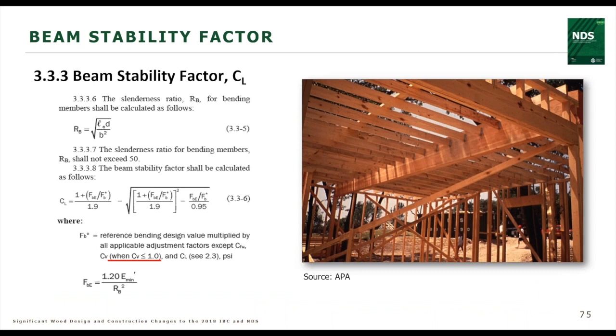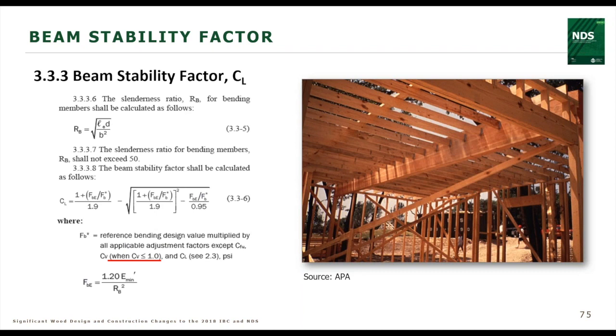There was a small-looking but not unimportant change in the calculation of F sub B star in section 3.3.3.8, which is your beam stability factor calculation, or C sub L. This is clarifying that the volume factor, C sub V, should be included in the calculation of F sub B star when C sub V is greater than 1.0.